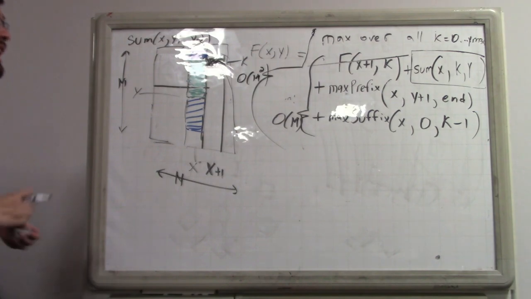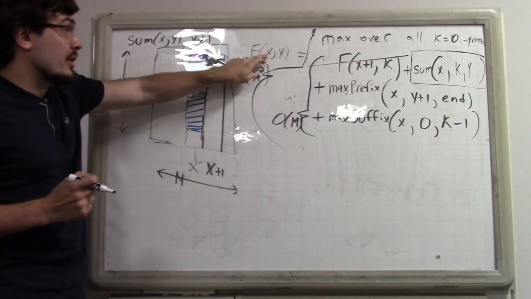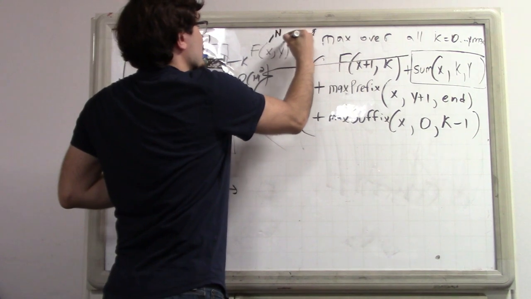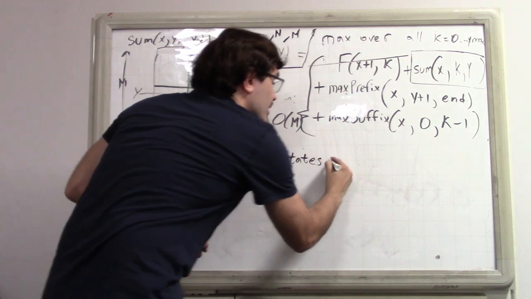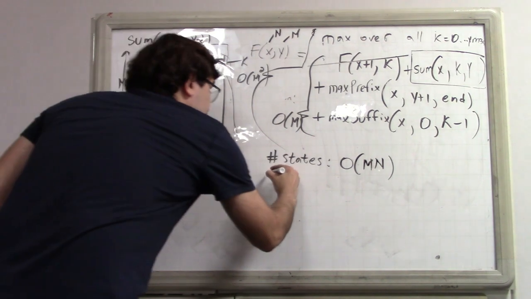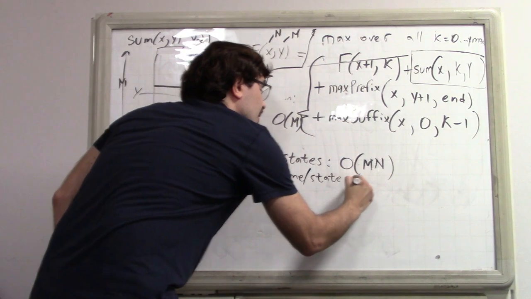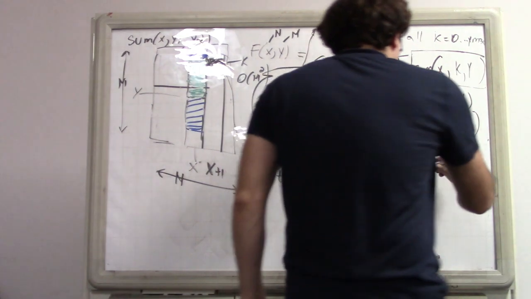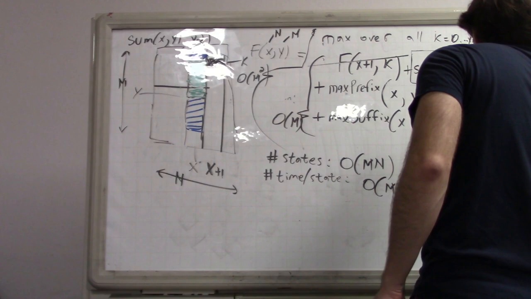And now, finally, how many of these parameters are there? This is n, and this is m. So now the number of states is just nm, which is nice. That's a nice reduction. It also means our space usage will be just mn. But time per state has now risen to m squared. So the space complexity will be improved because there are fewer states, but the total time complexity will be the product of these, and we will still get the same thing as before.